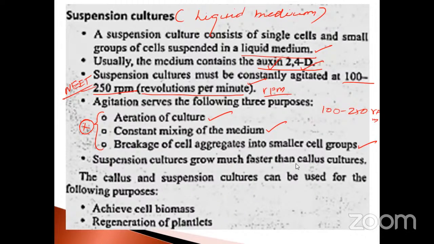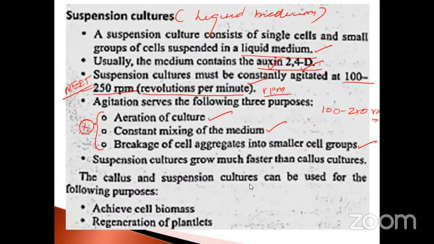Suspension cultures grow much faster than callus cultures. That is very, very important, because the medium is liquid, so the suspension is easily absorbed by the cells. That's why suspension cultures grow much faster than callus culture. Callus is solid, isn't it?